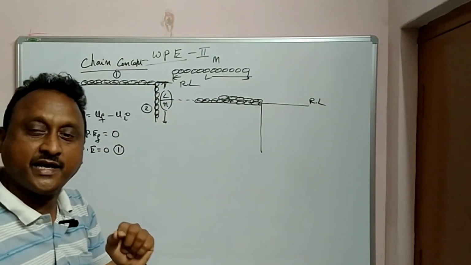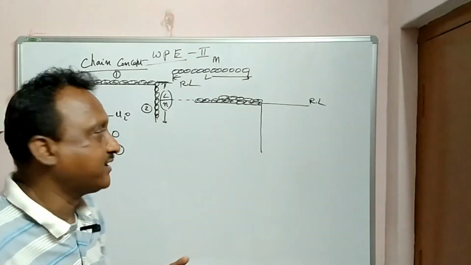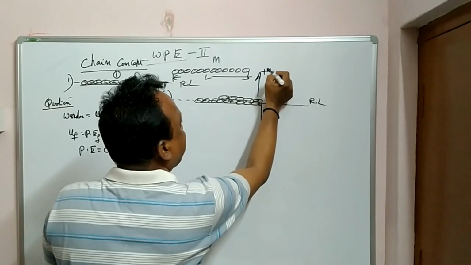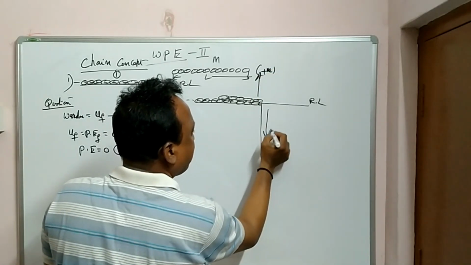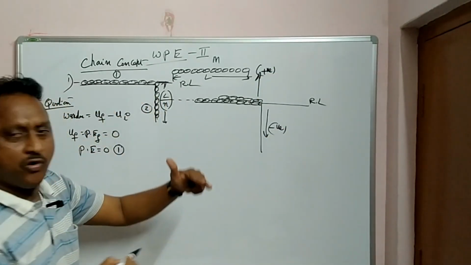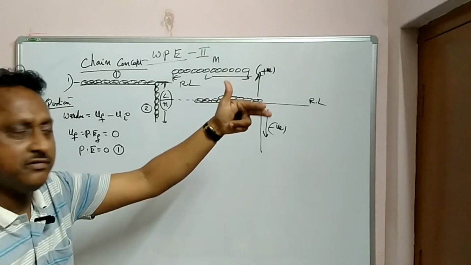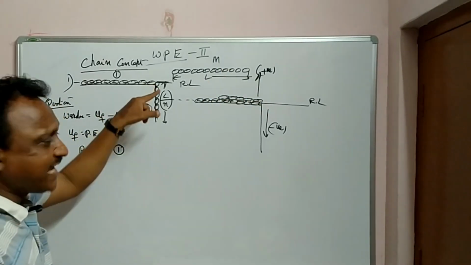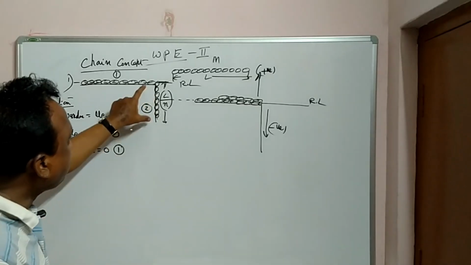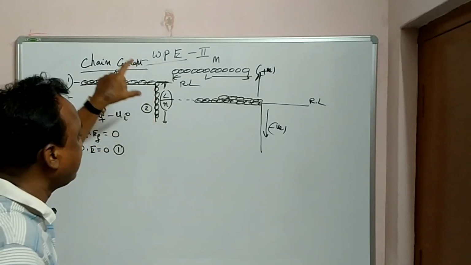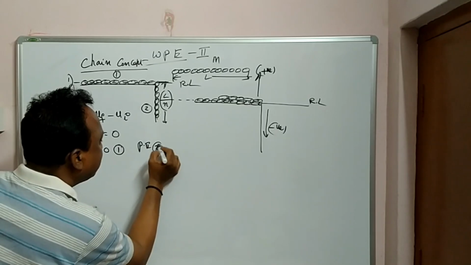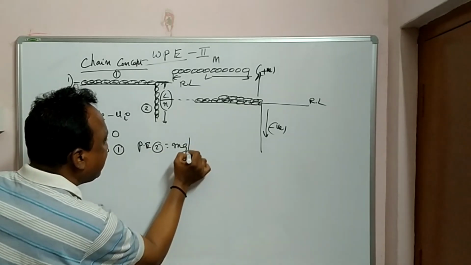ఇక్కడ ఒక చిన్న పాయింట్ అండి, you have to consider sign convention. Above the table I'll take positive, below the table I'll take negative. Above the table reference line I'll be taking positive, below the table I'll be taking as negative. So here the chain hanging part is below the table. So how to get the potential energy of the hanging part? What is the formula? See, potential energy of 2 is equal to mgh.